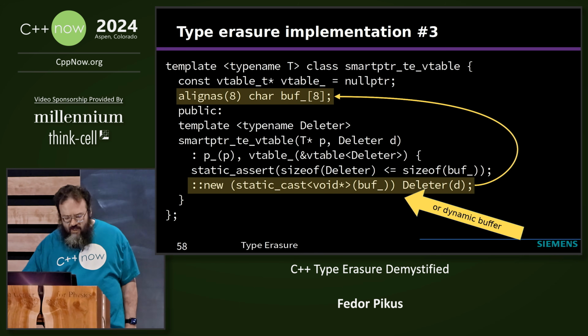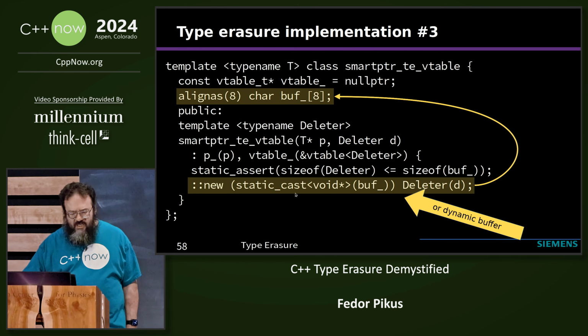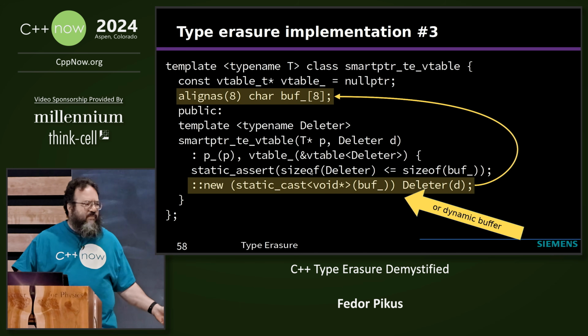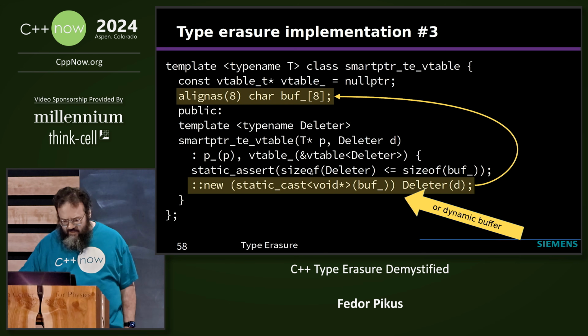That's all I need. I do need to stash away the deleter. So yeah, placement new in this case. And of course, I need all the static asserts. If I want a dynamic buffer, I put dynamic buffer instead of the local buffer. Same thing.